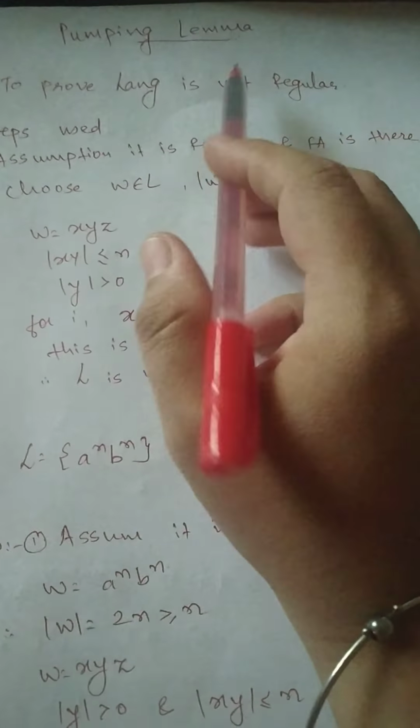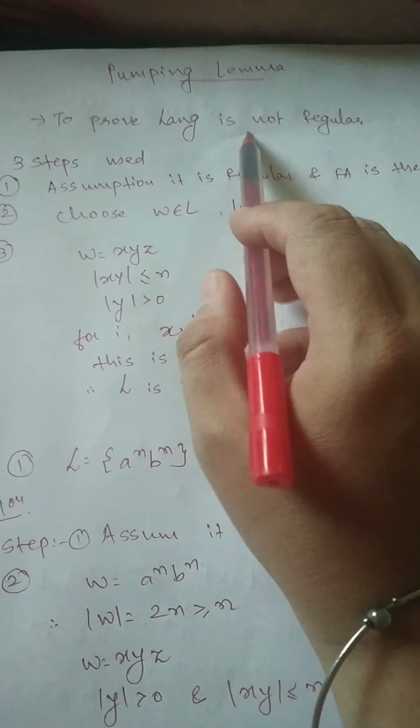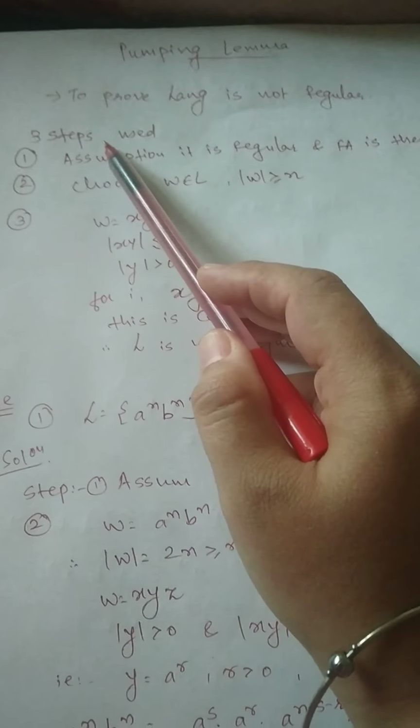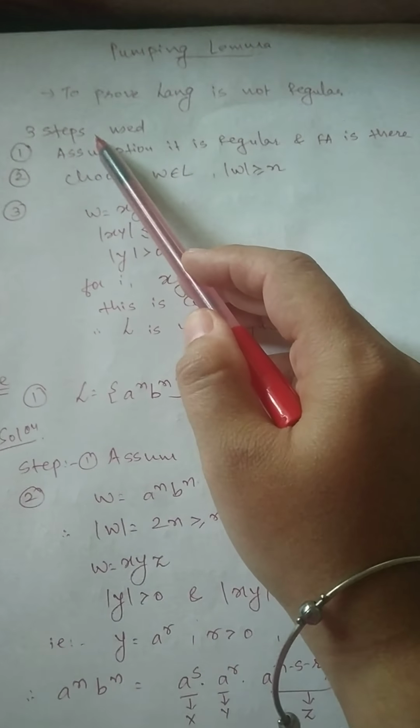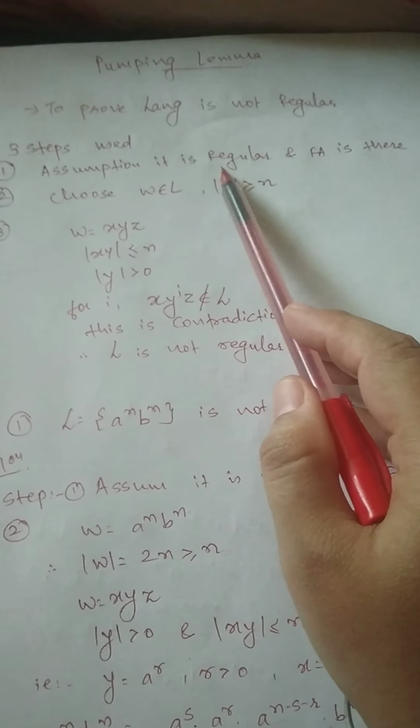So you have to understand on your own that you have to apply the pumping lemma theorem here. Okay, so why are we using the pumping lemma? It is to prove your language is not regular. So 3 steps you have to follow. You have to remember these steps because there is a theorem given for that. The very first step is you have to assume your language is regular.